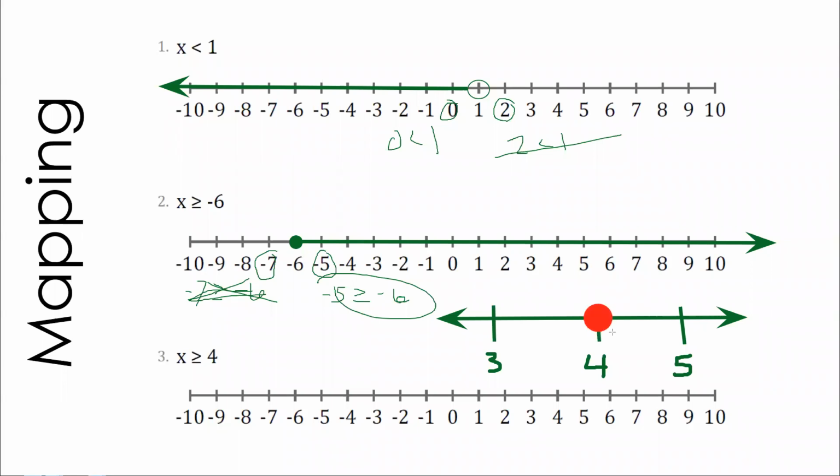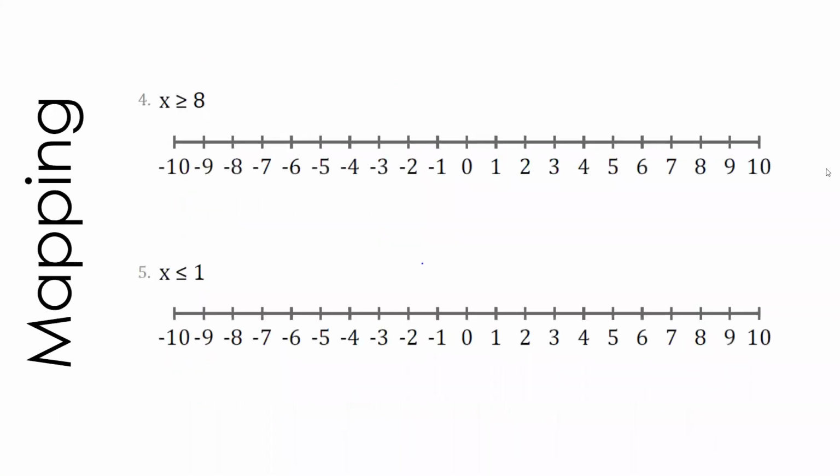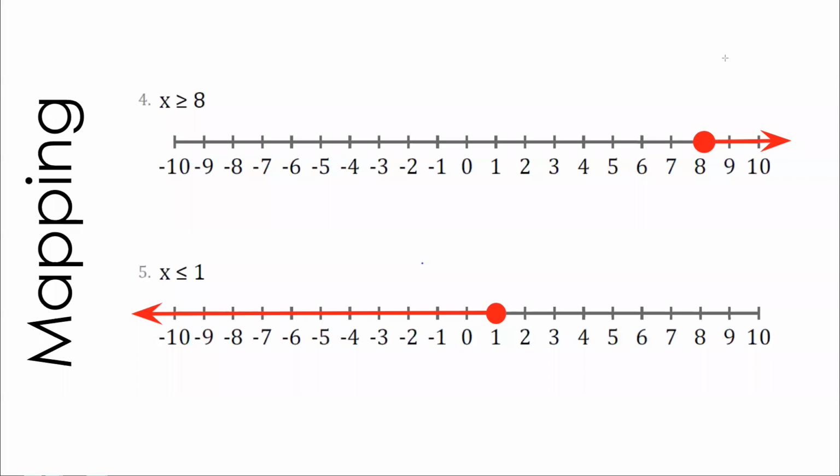Hopefully you did a closed dot at 4, and then you decided that you needed to draw your arrow to the right side because 5 is greater than 4. That is a true statement. Here's 2 more extra practice problems for you, so do those 2 and check your answer with me.